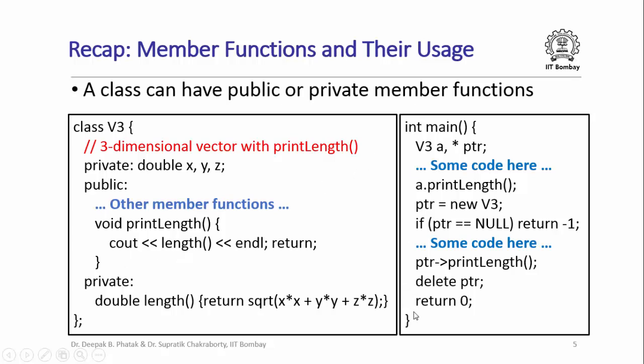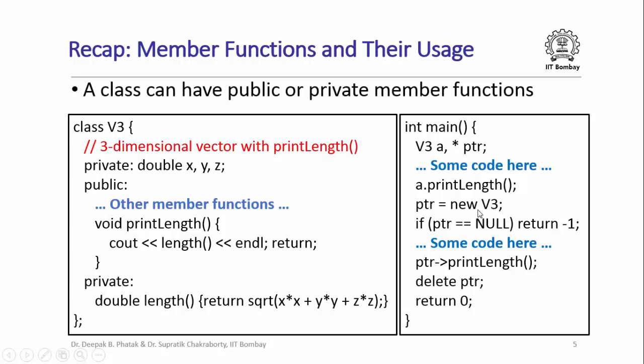Here is the main function which makes use of this class definition. Here is a variable a of class V3, and here is a variable ptr whose type is a pointer to the class V3. After some code here, suppose we execute a.printLength. I am basically invoking the member function printLength, which is public and therefore can be invoked from main on the receiver object a. And therefore this is going to print the Euclidean length of a.